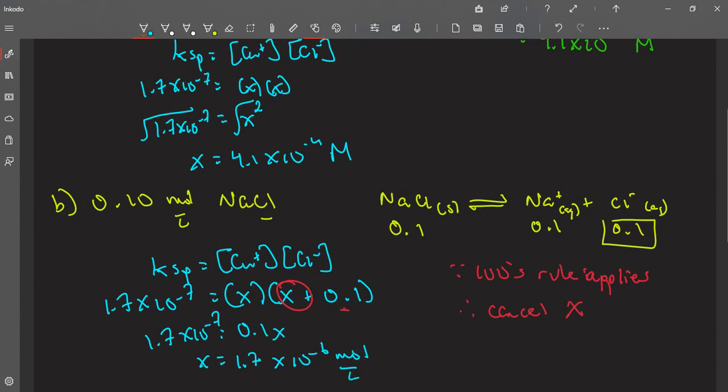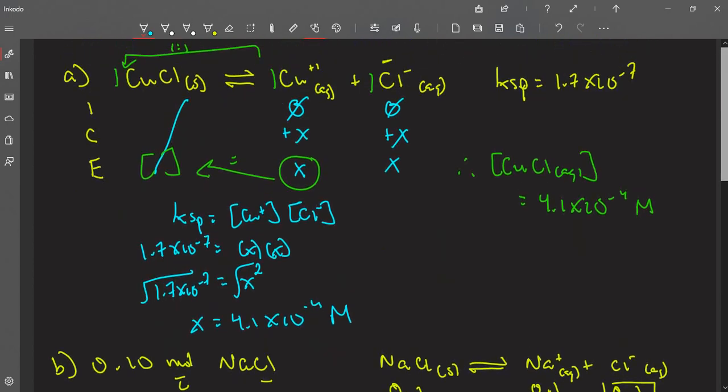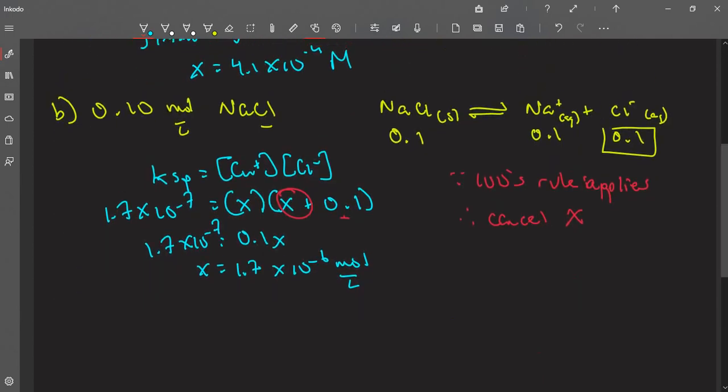So again, just like the last question's ice table, we have a 1-to-1 ratio. If we know the concentration of one of these ions, we know therefore the concentration of copper 1 chloride. So we should write that the concentration of copper 1 chloride is 1.7 times 10 to the negative 6 moles per liter.